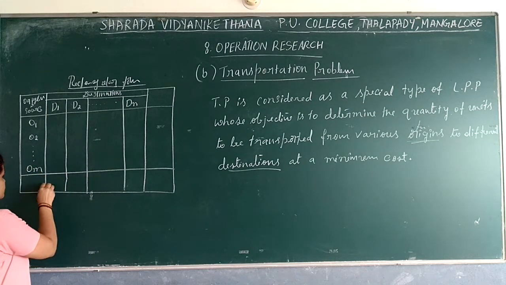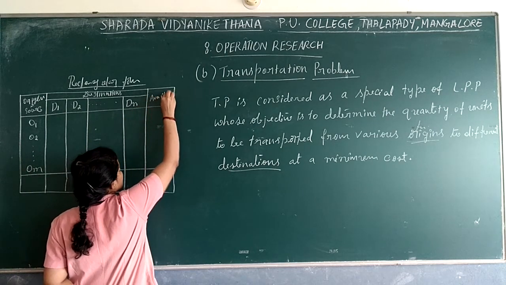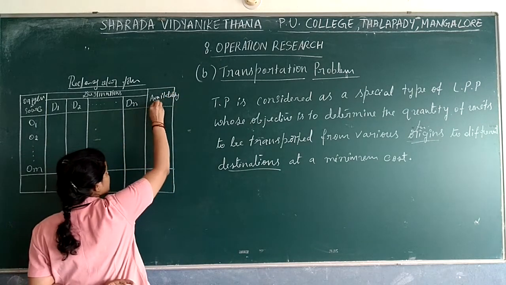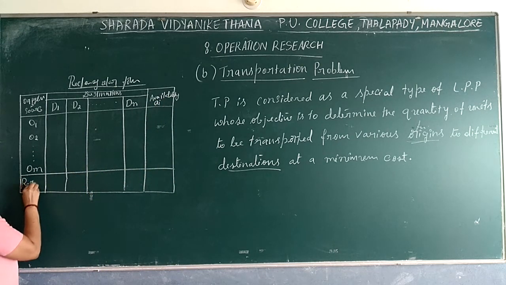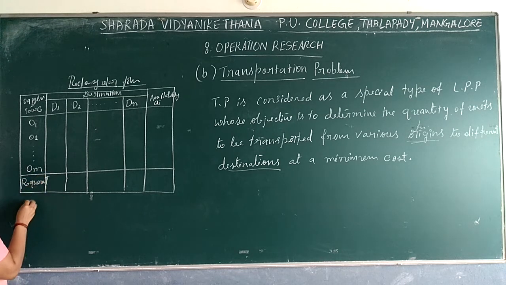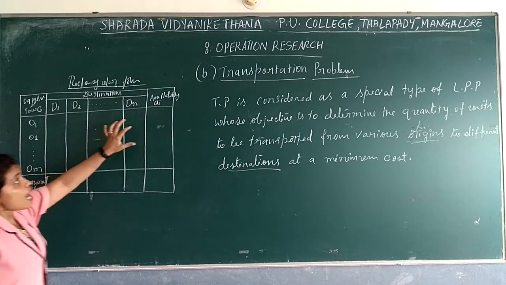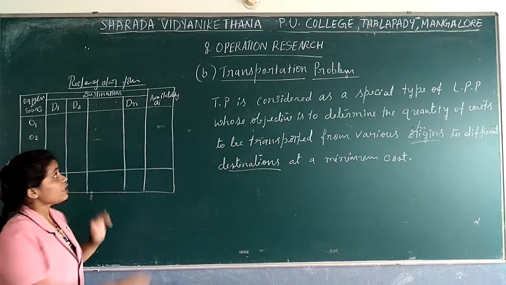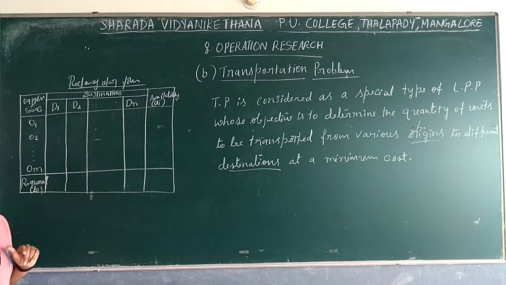Next comes availability. Availability we denote as Ai, and here comes requirement. Requirement we denote as Bj, small letter b and j. That is the requirement in different destinations and availability in different factories or origins. We represent availability as Ai and requirement as Bj.